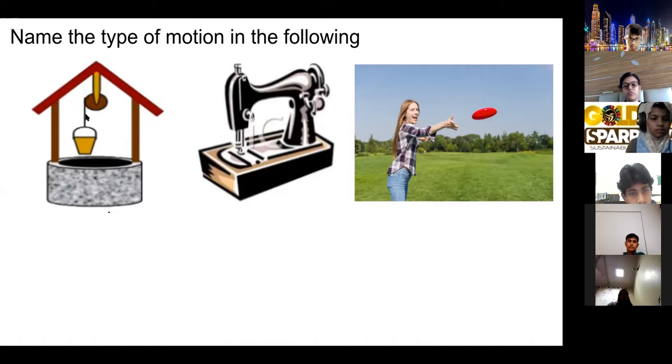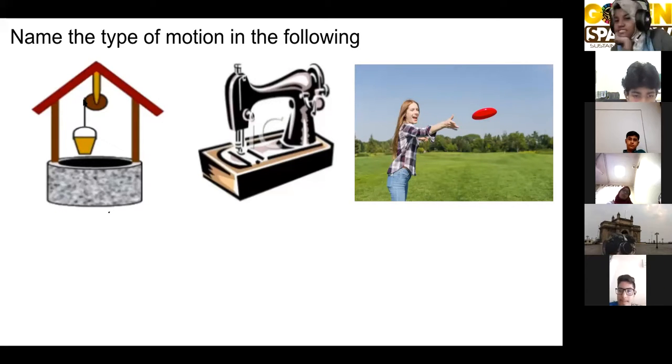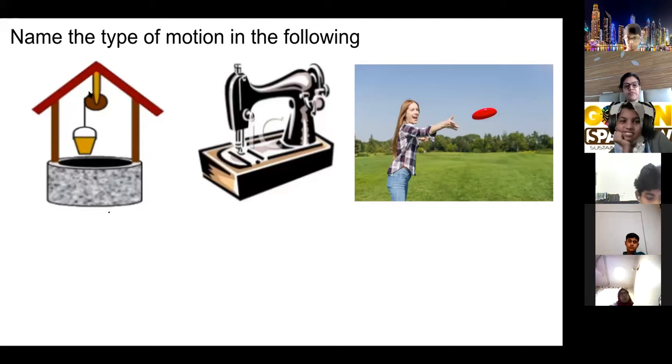The bucket is going upwards, so one more motion is taking place. Rectilinear, correct. It is linear motion with the bucket and rope, and in the pulley it is rotatory motion. Now in a sewing machine, what type of motion is taking place?